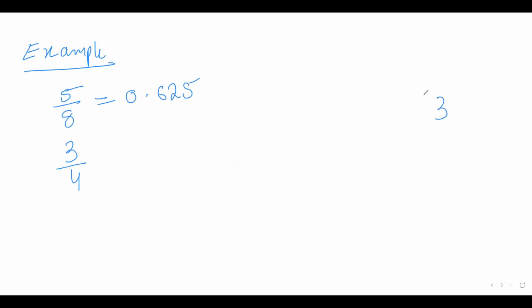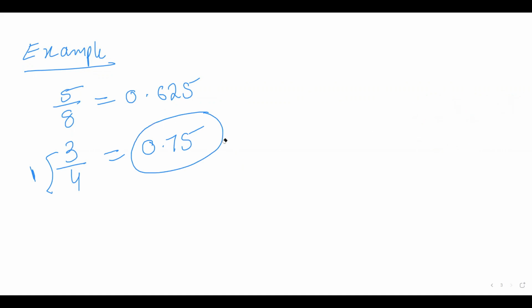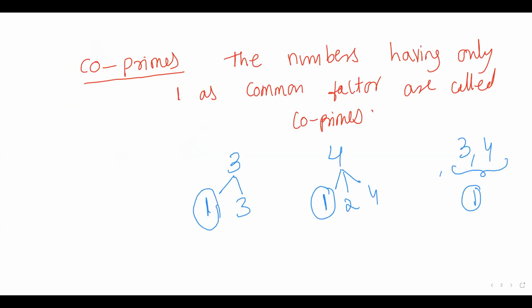On dividing 3 by 4, I will be getting 4 7s are 28, 4 5s are 20. I am also getting a terminating decimal. This is a perfect example. Common factor is 1 and on dividing I am getting a terminating decimal. So one more example I have taken. Let us take one last example.